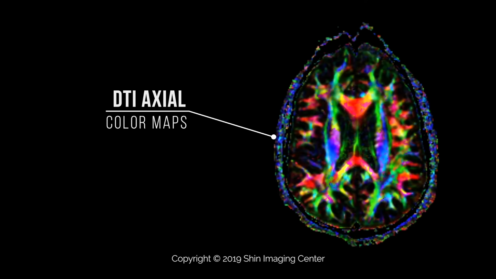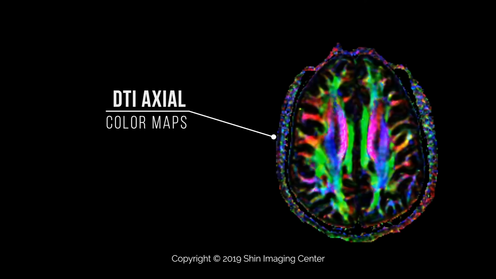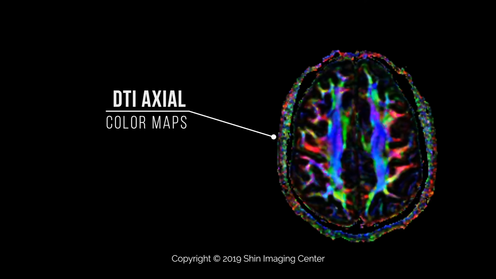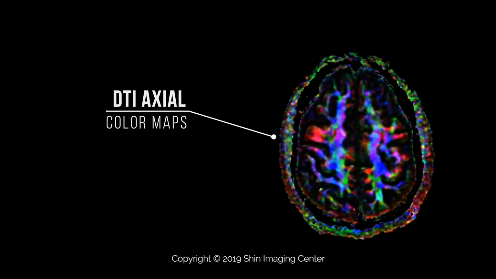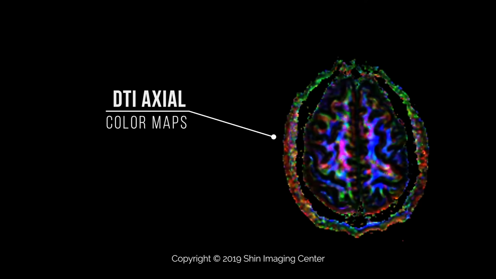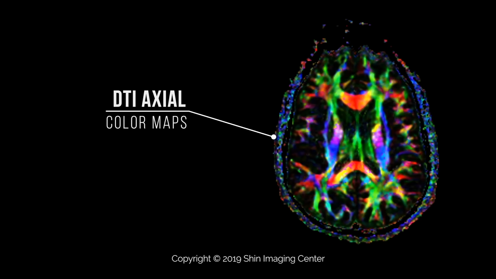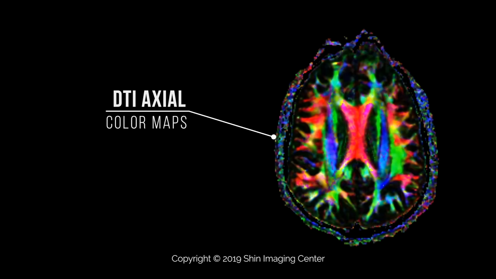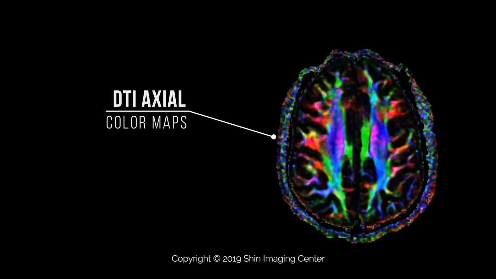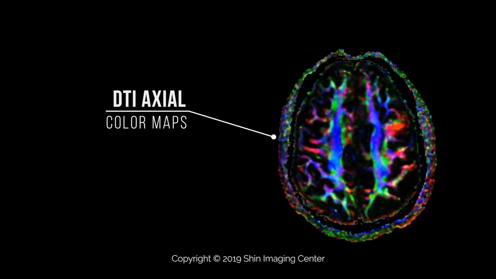The color maps show the fractional anisotropy, or FA, values of the various parts of the brain. Simply put, the FA values are a measure of the consistency of the fluid flow and constrictions in the brain. When compared to baseline brain values, the FA values are another tool to identify disruptions in the fluid flow.